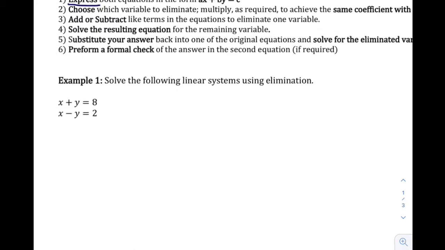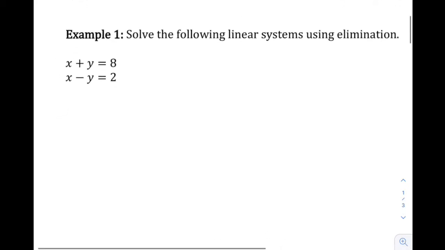Solve the following linear system using elimination. So right now the coefficients on x are 1 and 1. The coefficients are 1 and 1 on y, although it's negative 1. The numbers are the same in front of x and y. So I can decide here which one I want to get rid of. In this case, maybe I'll try to get rid of the x's. I'll try to eliminate the x's.